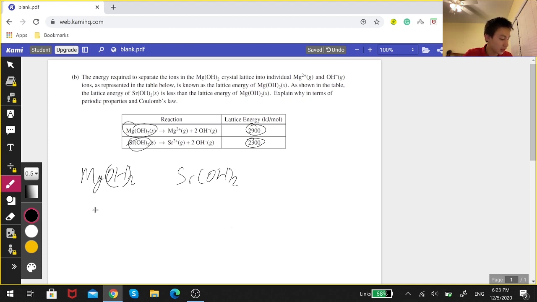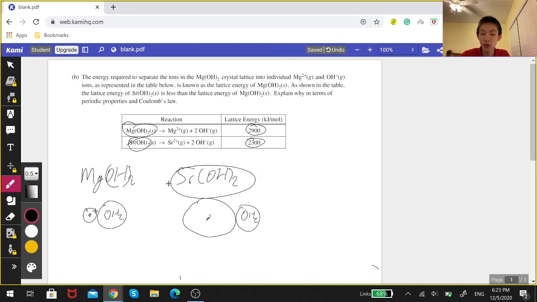Mg is number 12 on the periodic table. You have a small atomic radius. Sr is number 38. You have a big atomic radius. That means you have Sr over here and Mg over here. Now, we're going to assume this is OH2. This is also OH2. Now, which of these has a bigger distance in between them? Obviously, this one. So this one will have the smaller lattice energy, as we can see over here.